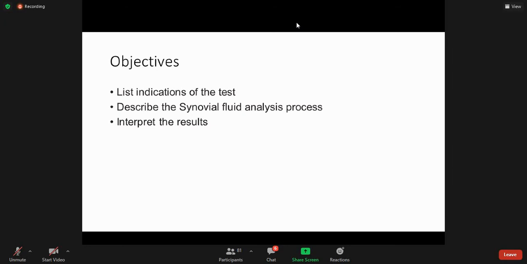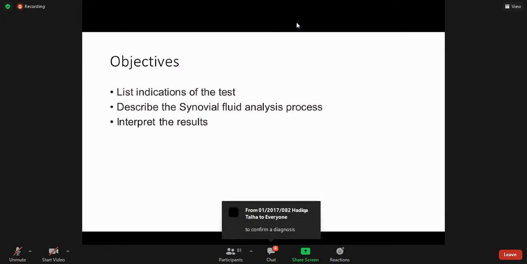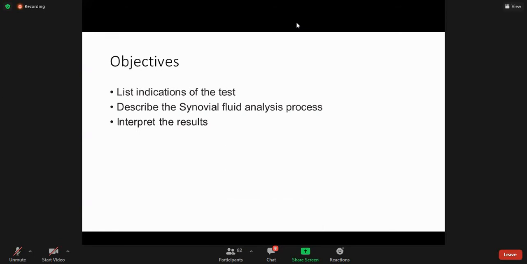It means that when you are interested to check the synovial fluid of a patient, why and when are you interested? Yes, I'm waiting for the answer. To confirm our diagnosis for suspected arthritis. Okay. Right, good.